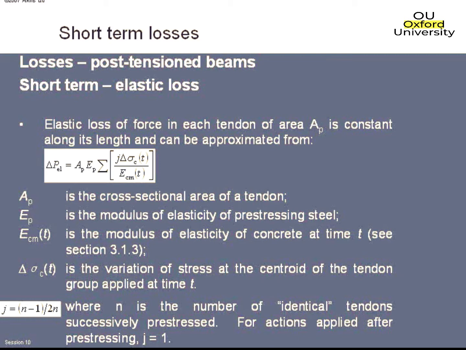In reality, what most people do is just take the worst concrete stress, at any position along the tendons, and then use that to calculate the loss everywhere, but that is actually quite conservative. So that's one major difference.